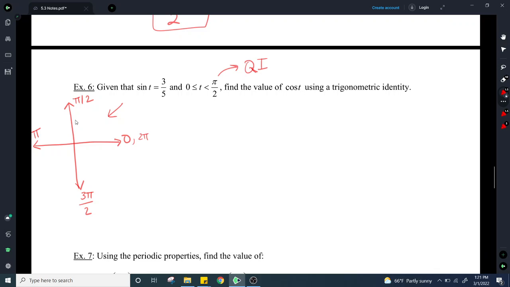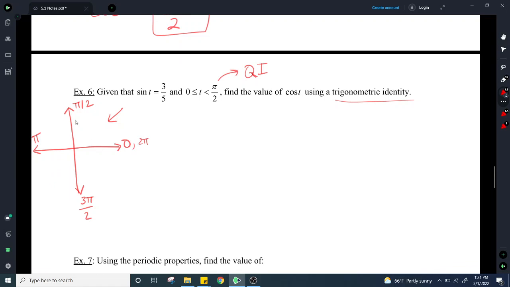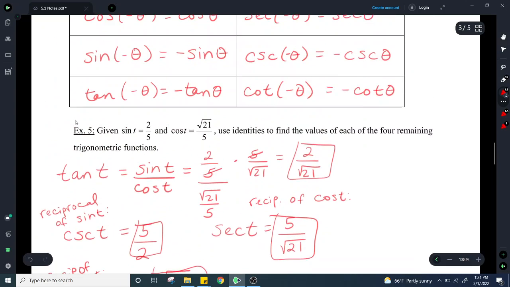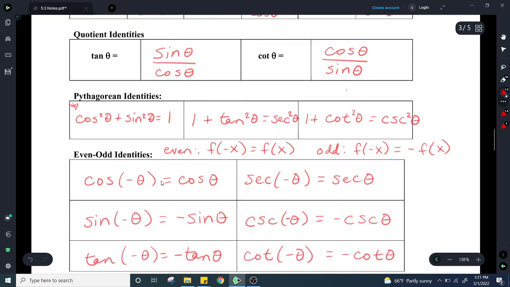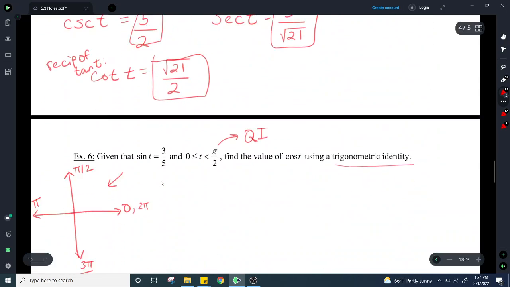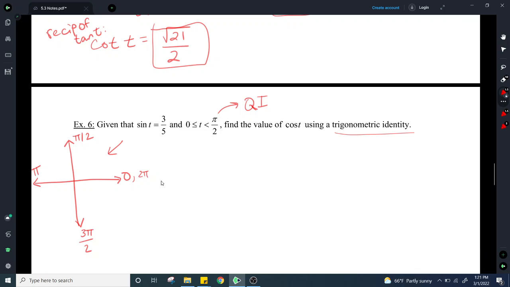So it says, given that sine of t equals 3/5, find cosine of t using a trigonometric identity. A couple ways we could do this. They said to use a trig identity. So because I know sine and they're asking me for cosine, I would use the trig identity that relates just sine and cosine. That would be the Pythagorean identity right here. Cosine squared theta plus sine squared theta equals 1. So let's write that down. So cosine squared theta, I'm going to use t because I use t.